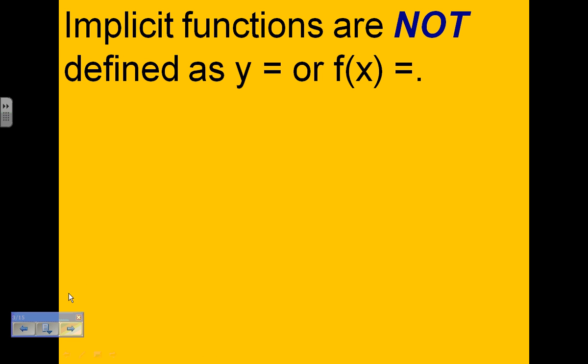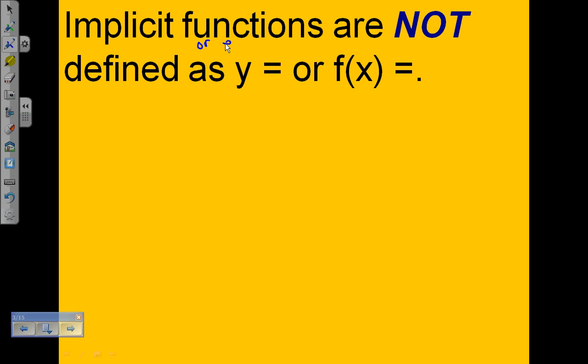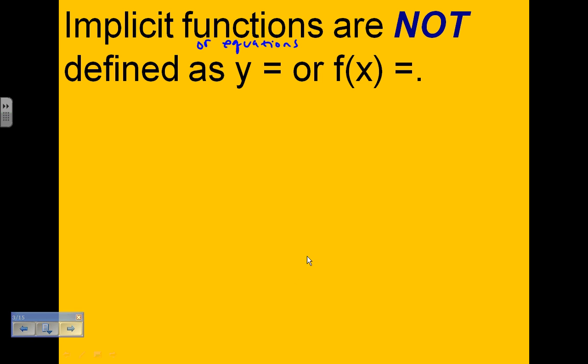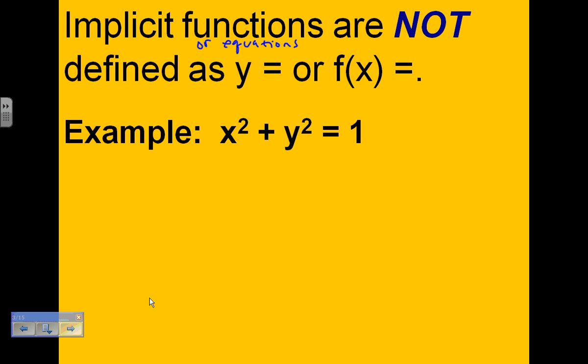Moving along. Implicit are functions or equations that don't say y equals on them. One of those could be x squared plus y squared equals 1. That is obviously an equation of a circle centered at the origin with a radius of 1.